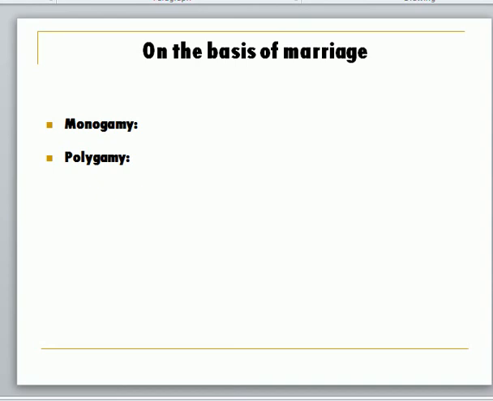We also have families on the basis of marriage. As we discussed in this lecture, we have family on the basis of marriage: monogamy. As you know, monogamy is the system in which the person is allowed to marry only once. So this is a popular form of family in the world as well as in our society.